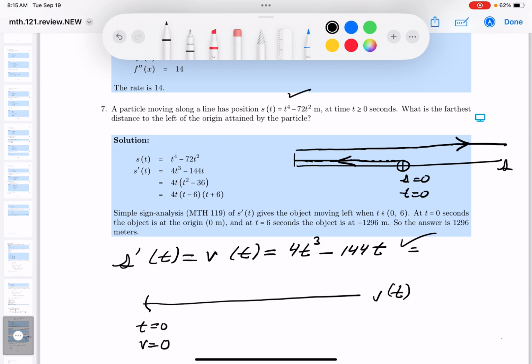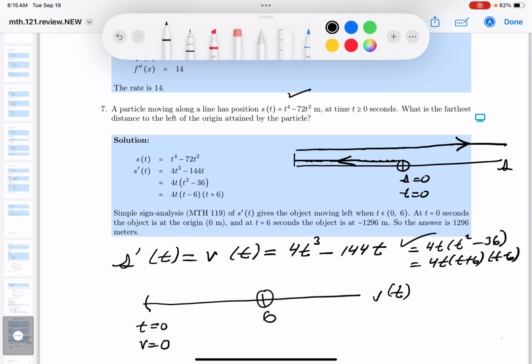Well, my suspicion is it's moving left, it stops. So I'm going to say it stops somewhere. So I'm going to put this down. I'm going to factor it. I'm going to say 4t, you're going to get t squared minus 36. And then 4t, t plus 6, t minus 6. Well, this has critical values, which are 0, minus 6, and 6. But there's only one critical value on this interval I'm concerned about, and that's at 6.